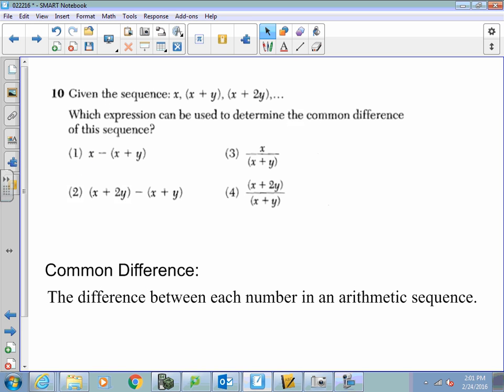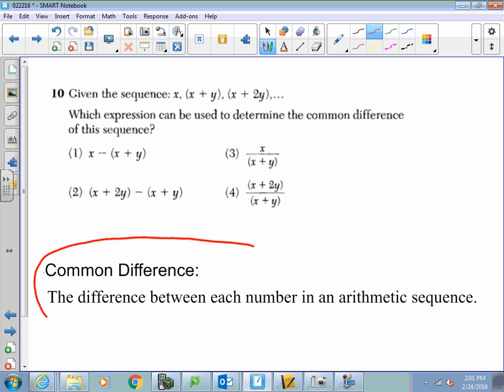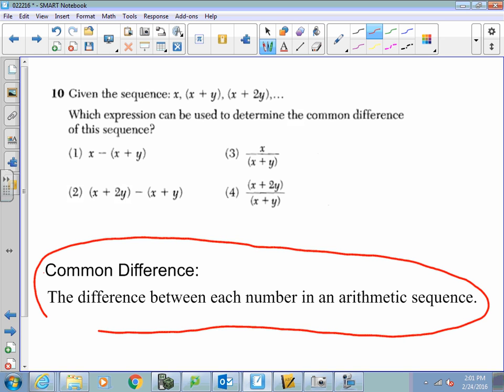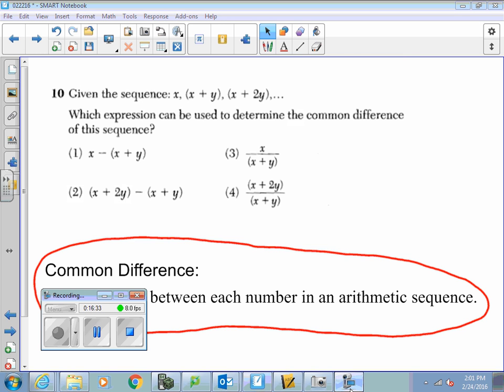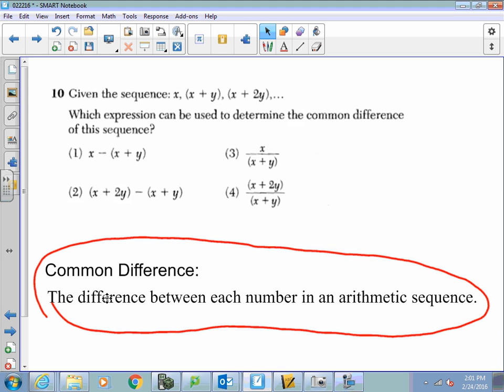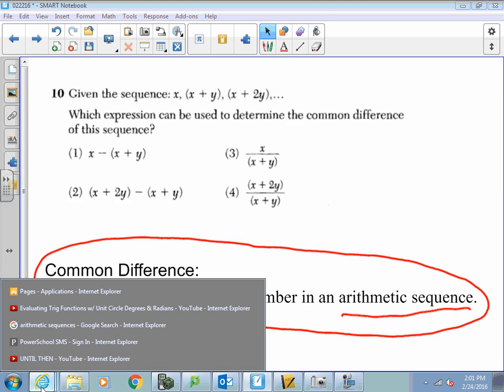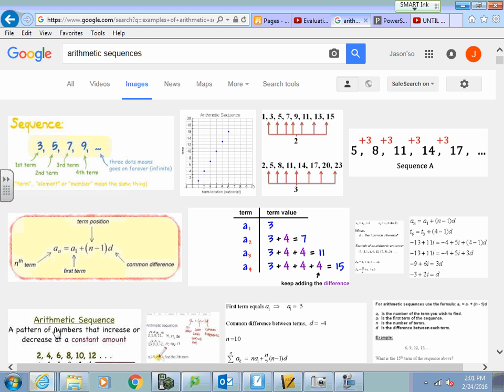All right, going to do number 10 now. I want you to write down this definition of a common difference. I want to see that somewhere. So go ahead and pause it, write that down. Also, I'm going to show you some examples of arithmetic sequences, which this is. Let me look at a couple of those here.